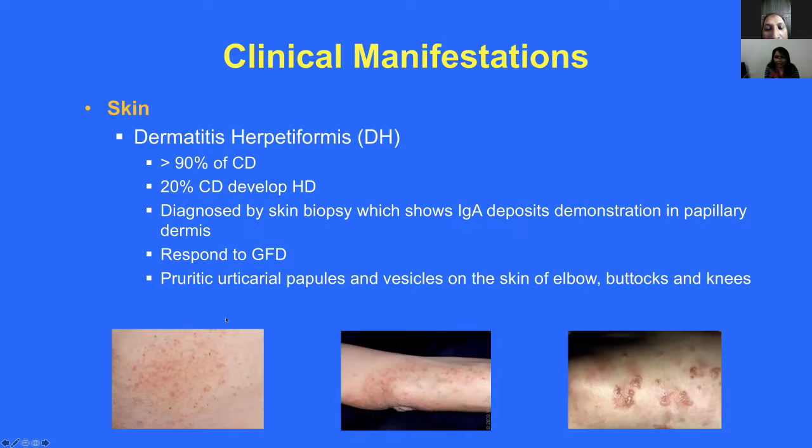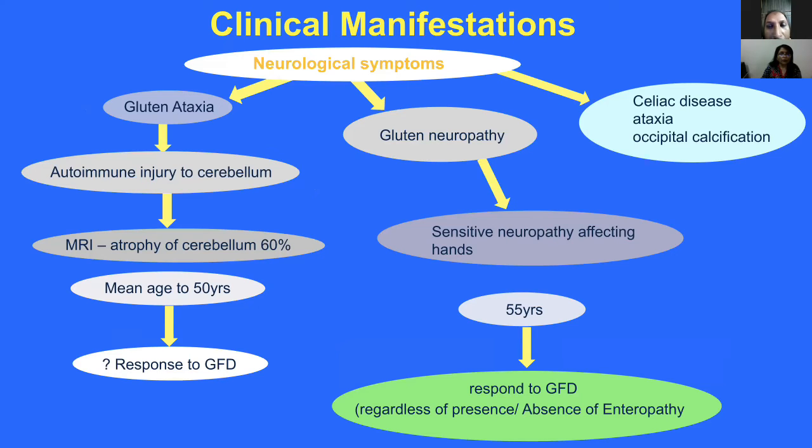Clinically, these patients present with pruritic urticarial papules and vesicles on the skin of the elbows, buttocks, and knees. So patients coming to the skin department with a skin problem may have underlying celiac disease, which responds to a gluten-free diet. So early diagnosis and treatment is very important in the skin department also.